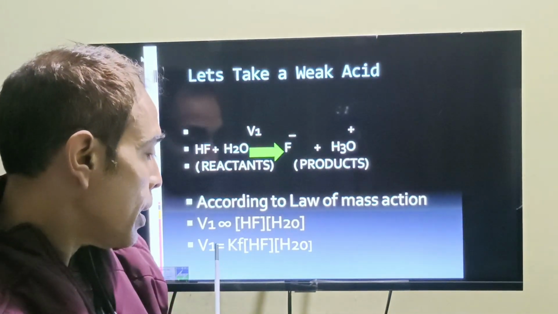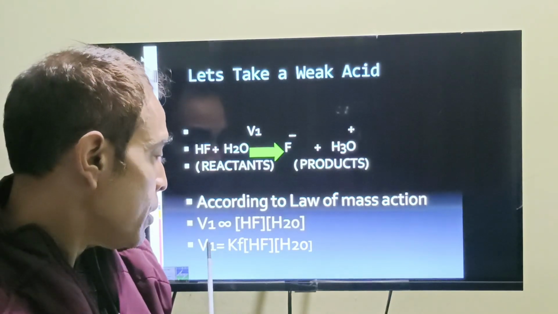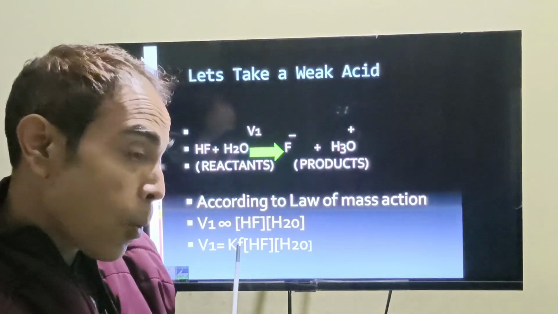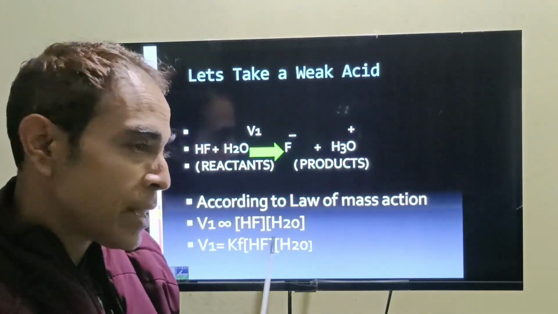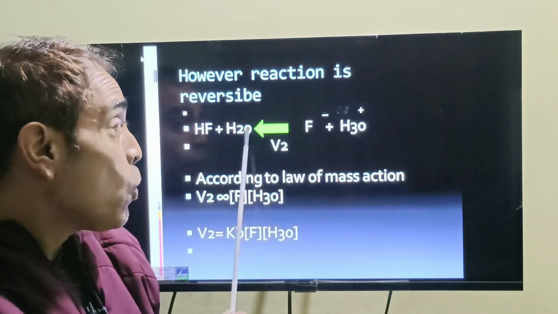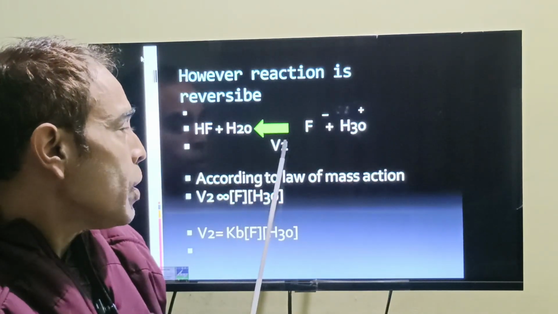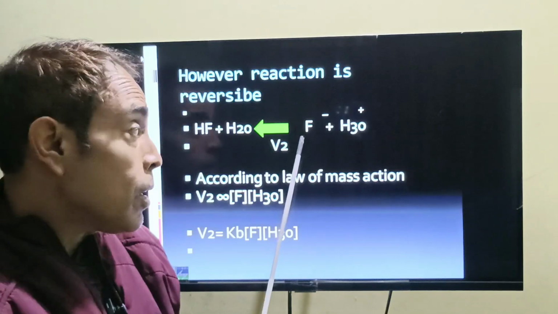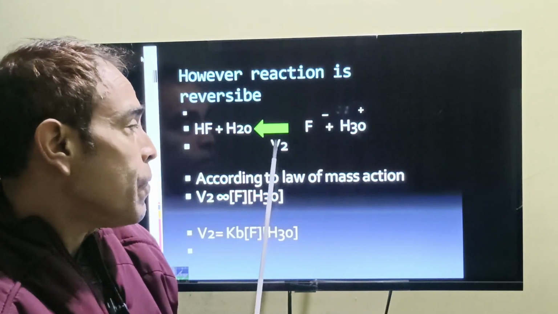So when we put an equal sign, V1 becomes equal to the dissociation constant of the forward reaction, K, times hydrofluoric acid and water. Now this is a reversible reaction. On the backward side, we have a backward reaction.